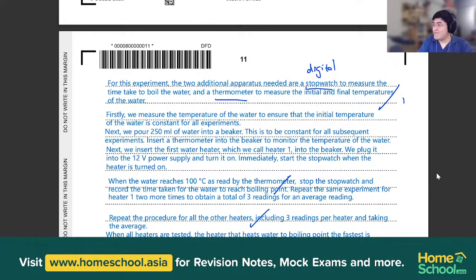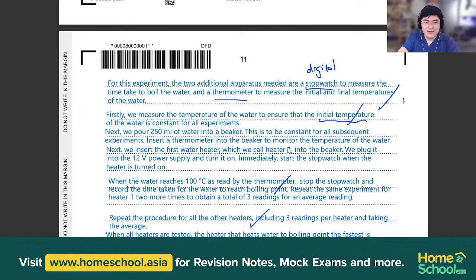Now, the next thing we need to know is that 2 marks are awarded for 2 variables that are kept constant. The 2 variables we have kept constant are the initial temperature, that's 1 mark, and the amount of water, which is constant, 250 mL of water. This is the second constant. So these 2 have to be kept constant. It can also be the mass of water, same amount of water, same mass of water, same volume of water. That's 2 marks.